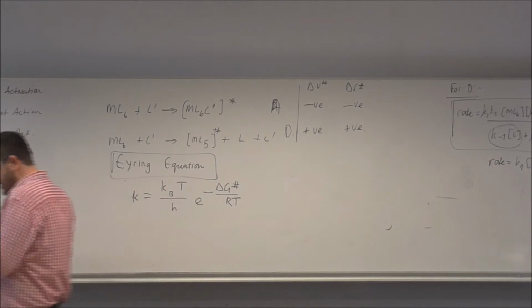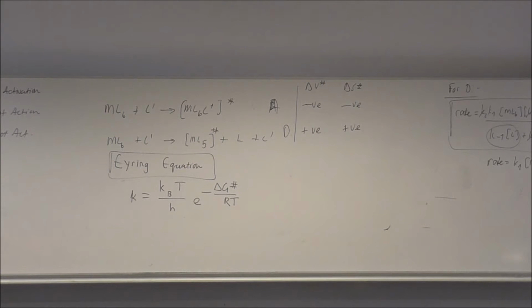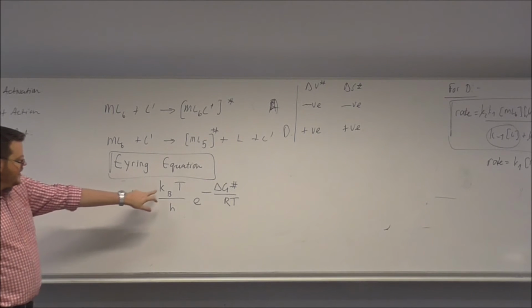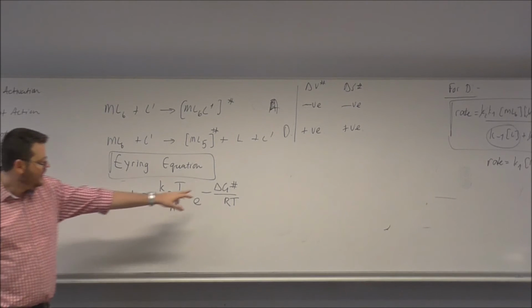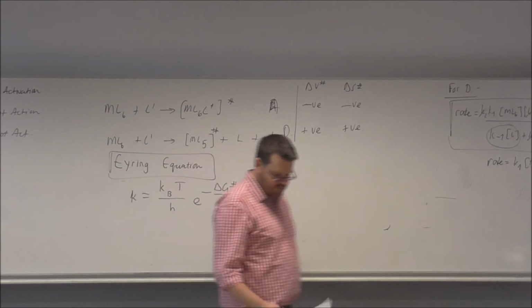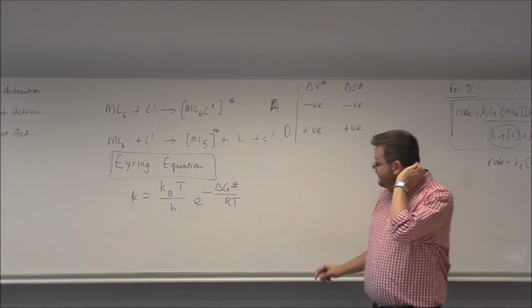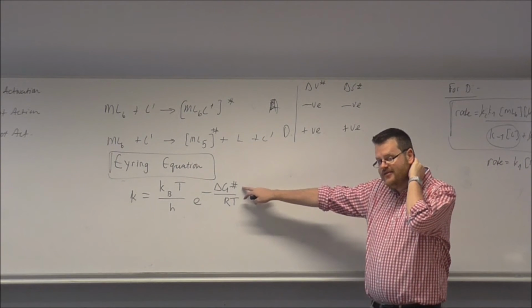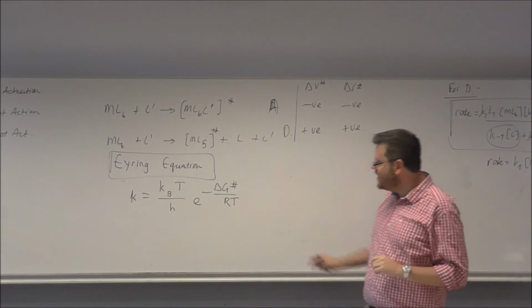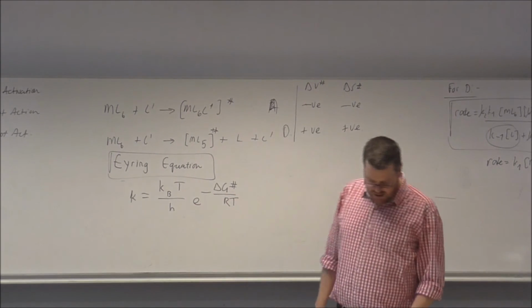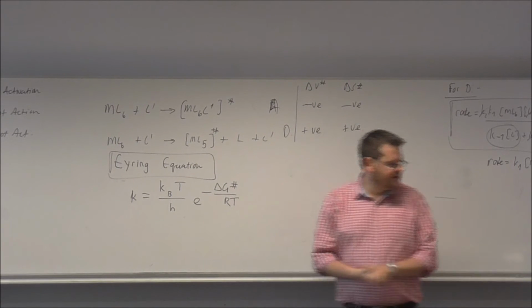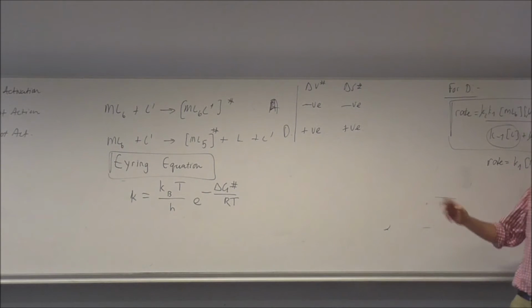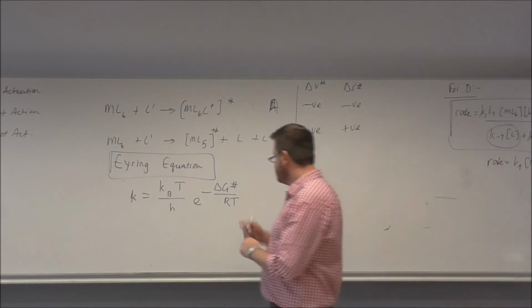Alright, that's the Eyring equation, also called the Eyring-Polanyi equation. It relates the rate constant, where k subscript B is the Boltzmann constant, h is Planck's constant, and delta G is free energy. So it relates, in fact, the free energy of activation to the rate constant.